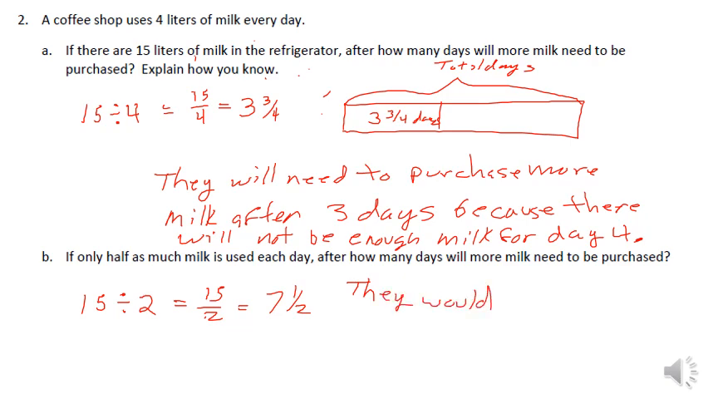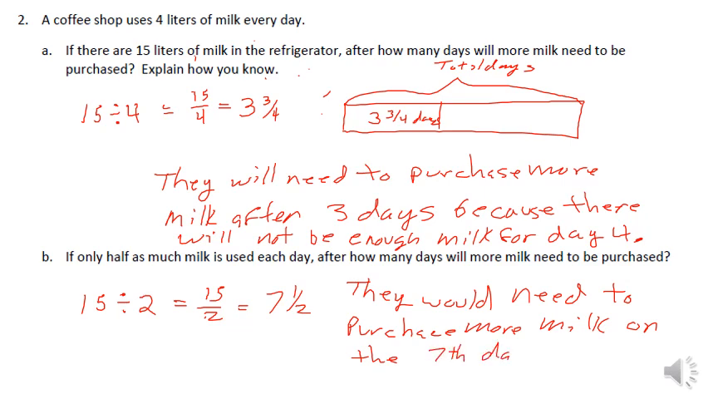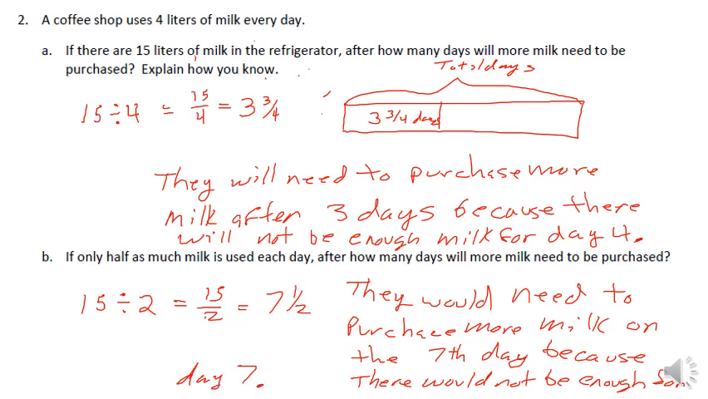So on this one here, they would need to purchase more milk on the 7th day because there would not be enough for day 7, period. Run out of room for my sentence.